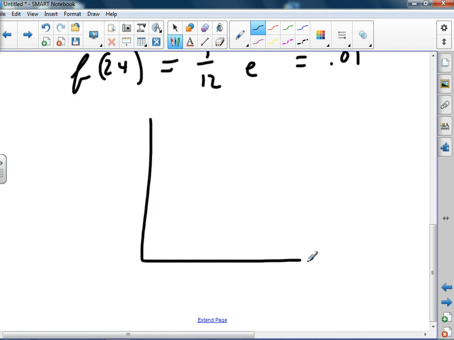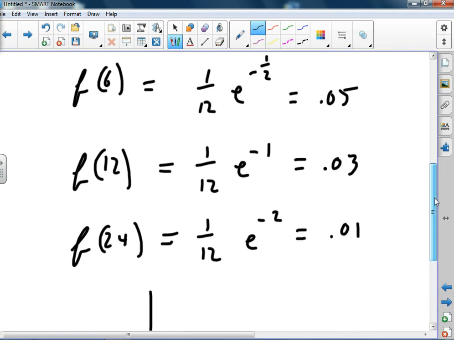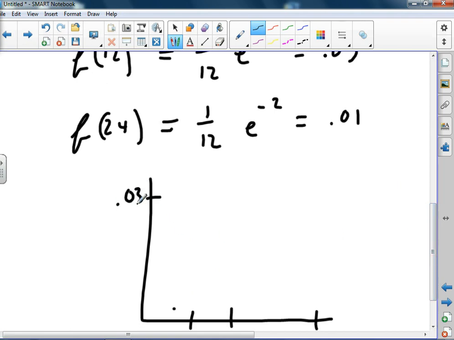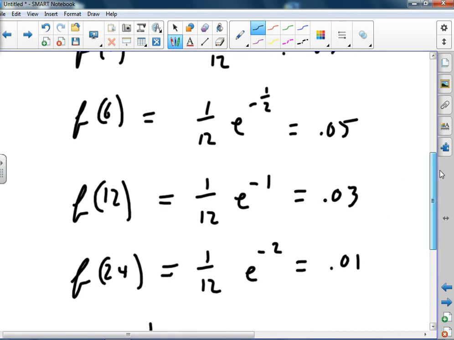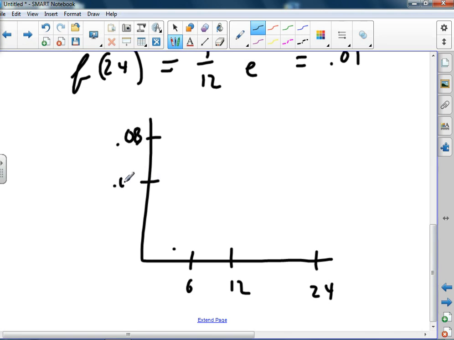So now we'll draw a table. 0, 6, 12, 24, with values 0.08, 0.05, 0.03, 0.01. There. Part A is done.